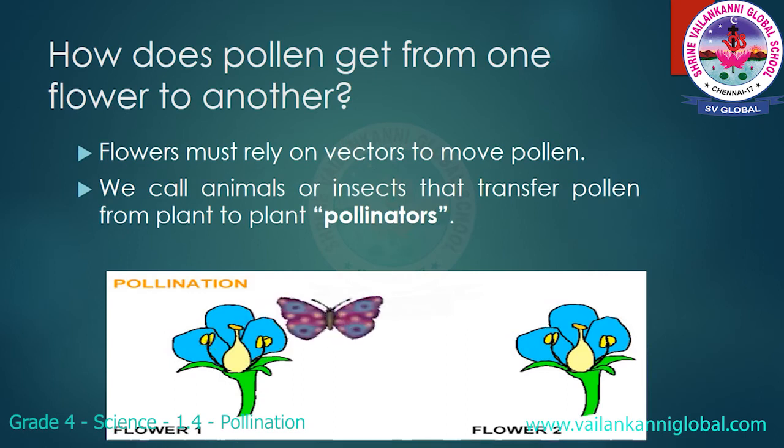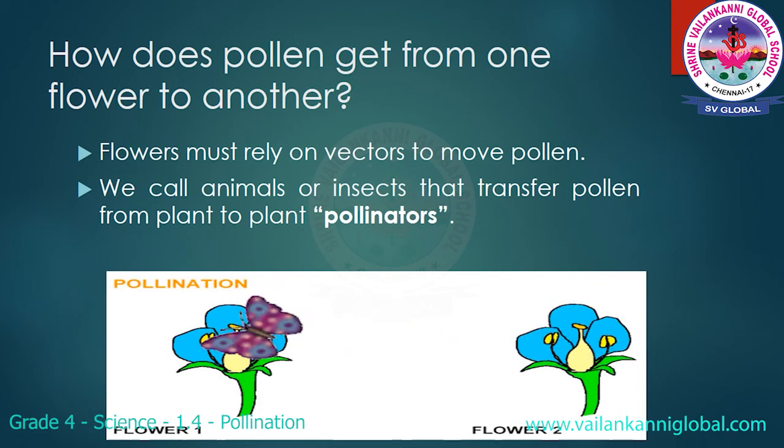How does pollen get from one flower to another? Flowers must rely on vectors to move pollen. These vectors can include wind, water, birds, insects, butterflies, bats and other animals that visit flowers. We call animals or insects that transfer pollen from plant to plant pollinators.